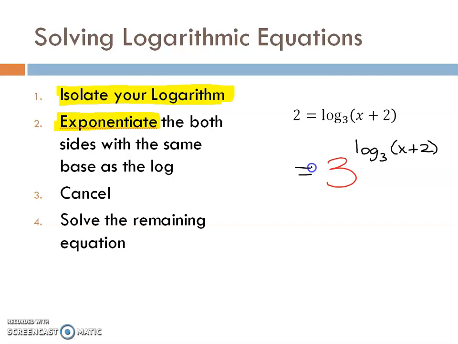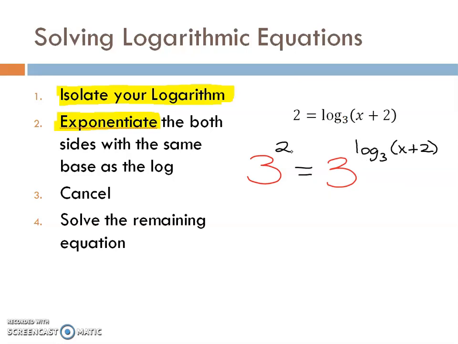And if you do something to one side of the equation, you must do the same thing to the other side. So I also need to exponentiate on the left side, which means I have to have a 3 because these two things have to match. And then where is this 2 going to go? Well, that 2 is also going to move up into the exponent.